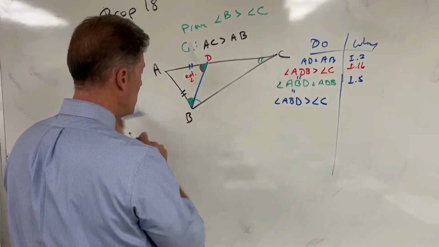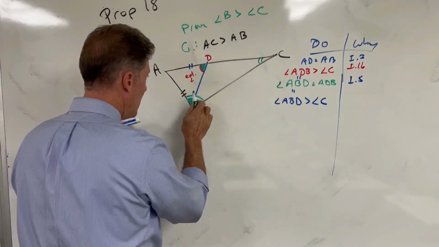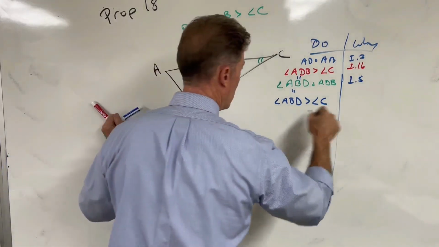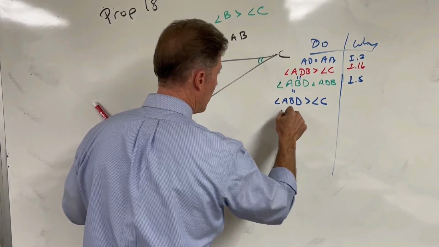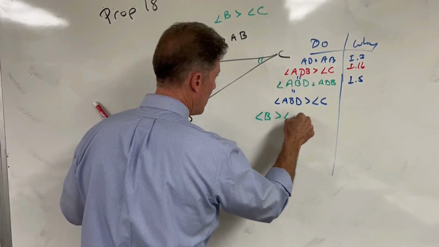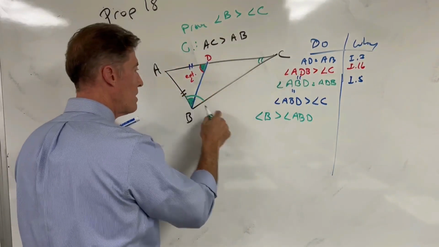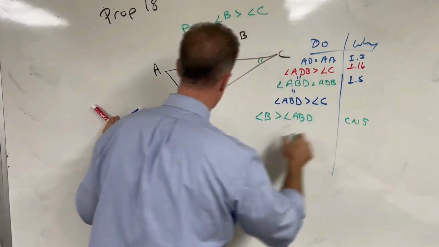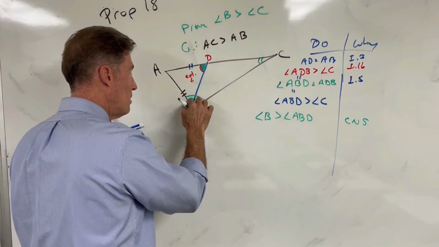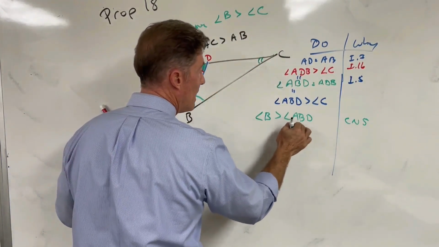And now the last thing to note is that our original angle at B includes this whole thing. And therefore the whole angle at B is greater than the angle ABD, because the whole is greater than the part, common notion 5. Therefore, this angle at B is greater than this angle, which is equal to this angle, which is greater than this. Therefore, this whole angle B is greater than C.